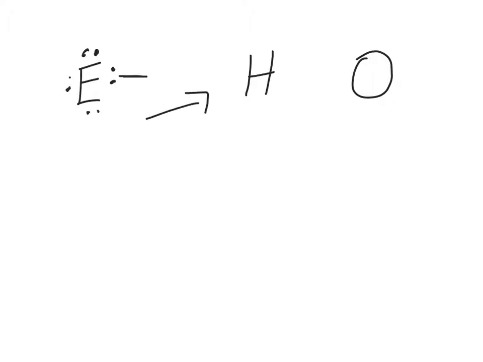So let's look at hydrogen first. Hydrogen has how many valence electrons? Look at your periodic table. Remember, you're counting your S's and your P's. So how many dots? It's going to have 1. Okay. Now oxygen has how many?